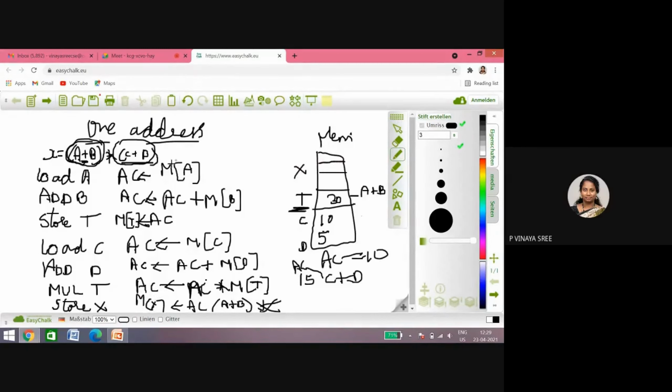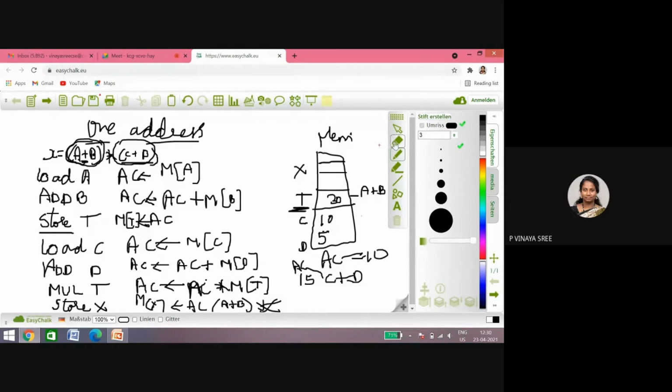So this is the one address instruction format. Whenever we are discussing the one address instruction format, you will have the load and store concept. Whenever you are loading a new operand, like c, you need to store the previous result, a plus b, somewhere in memory. So this is your one address instruction format.